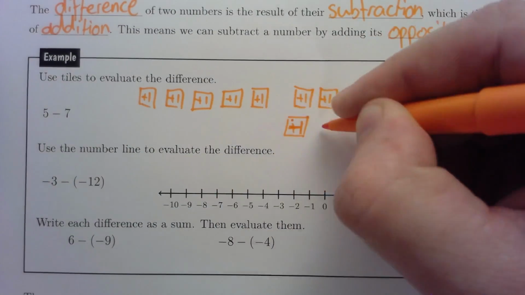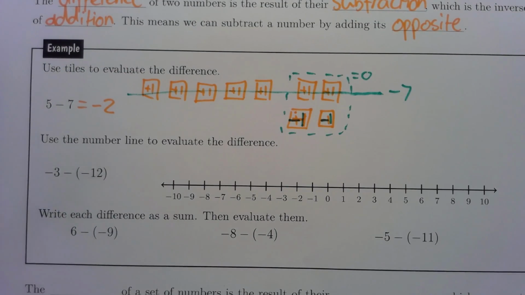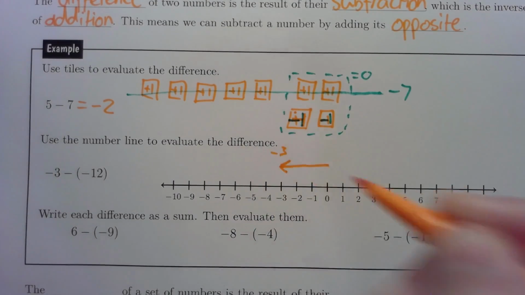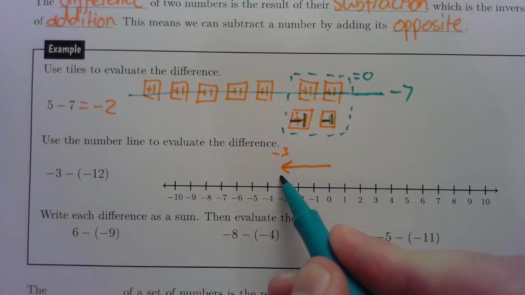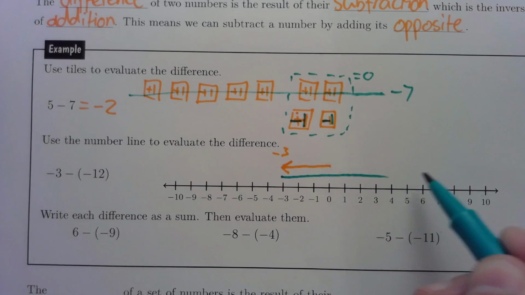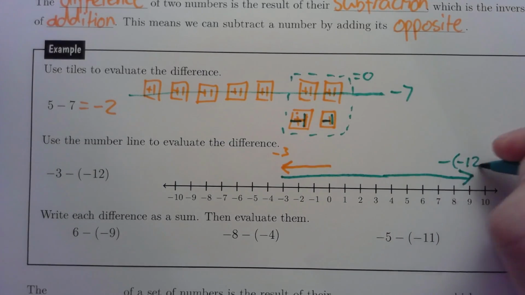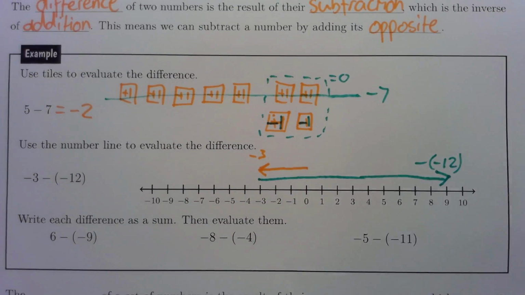We can show -3 subtract -12 on the number line. First, we can move 3 units to the left from 0 for -3. Now, if we were adding -12, that would be a further movement to the left. However, we're subtracting -12, which means we need to do the opposite, which is actually 12 units to the right. Notice that subtracting -12 is actually the same as adding 12. What we get is the result of 9.